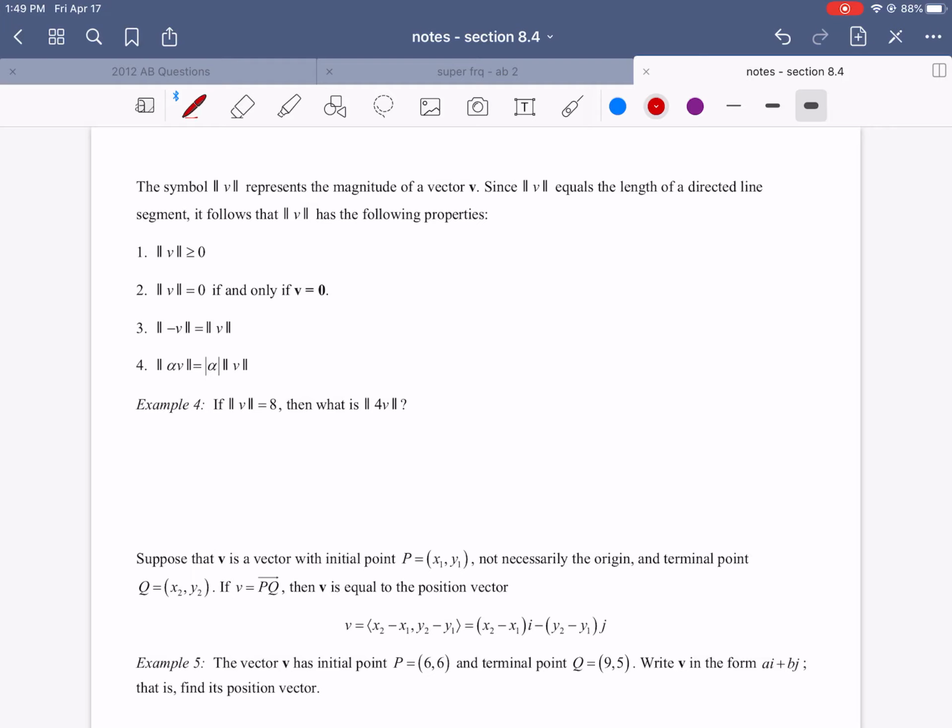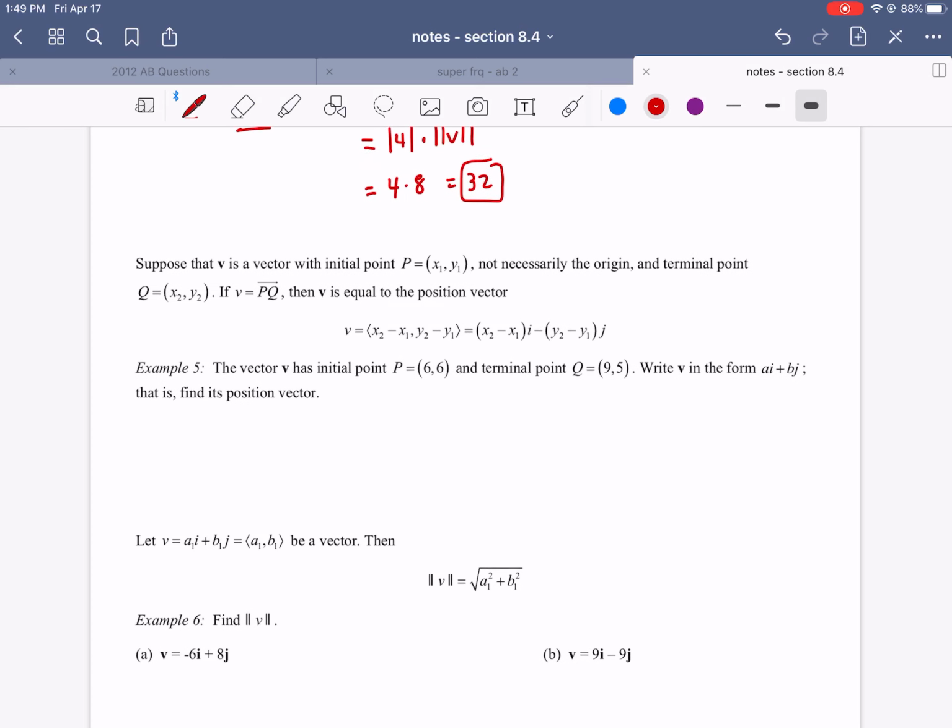Okay, so in example 4, we're given that the magnitude of vector v is equal to 8. And we want to know what is the magnitude of 4v. So that's going to be using our fourth property here. And so I see that this magnitude of 4v is going to equal the absolute value of that constant 4 multiplied by the magnitude of v. And we know that the absolute value of 4 is 4. We were given that the magnitude of v was equal to 8. And so the answer here is going to be 32.